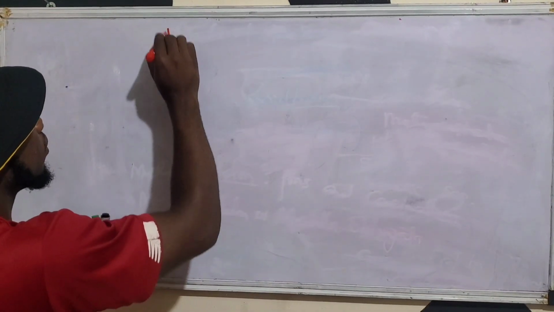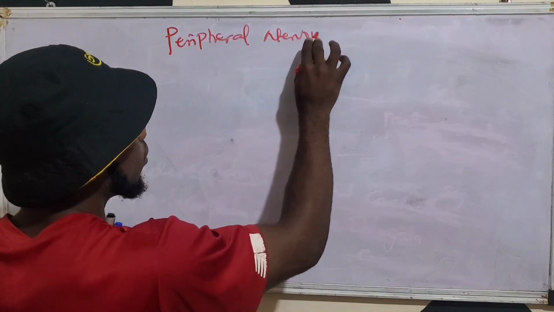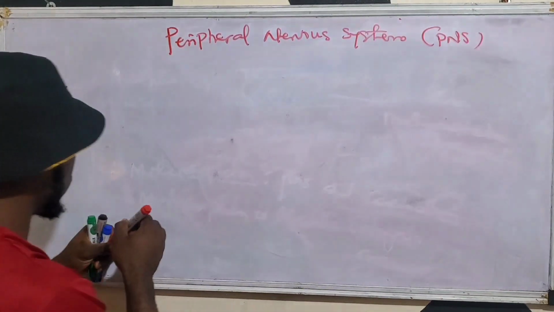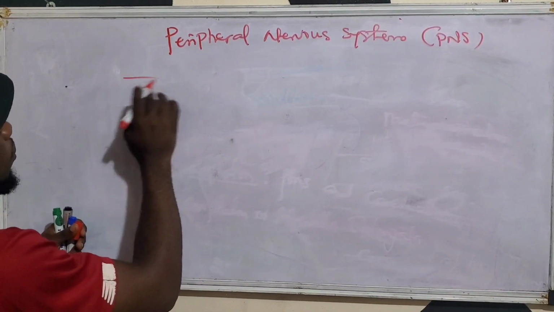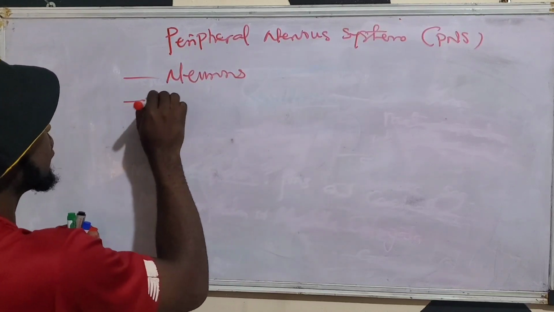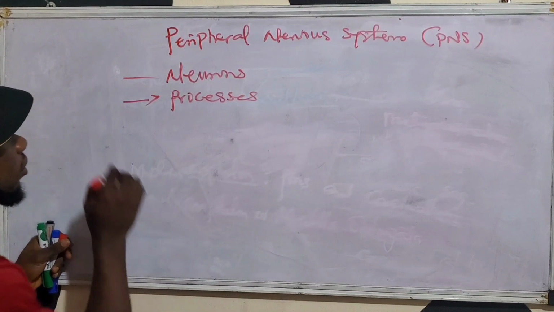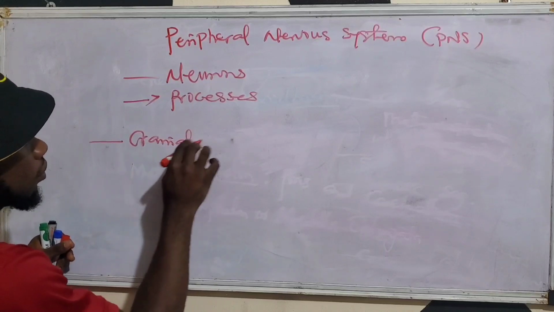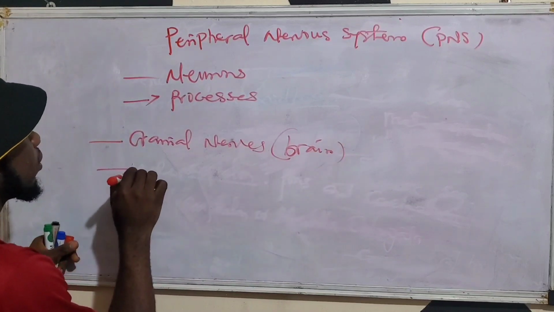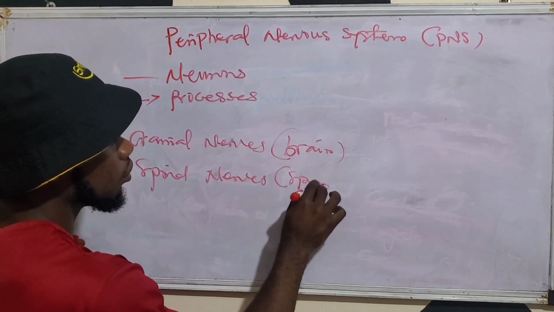So the peripheral nervous system, otherwise known as the PNS, is actually formed by neurons and their processes. Talk about the cranial nerve, that's from the brain. They talk about the spinal nerve, from the spinal cord.